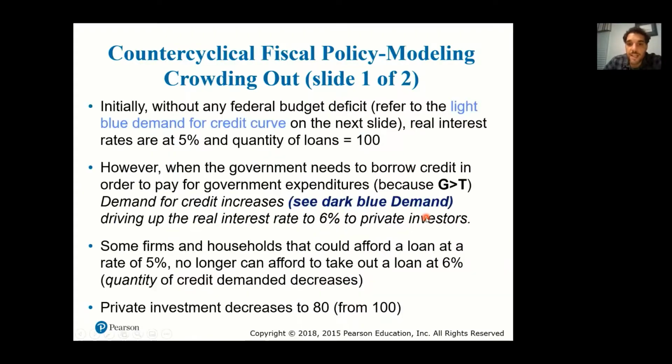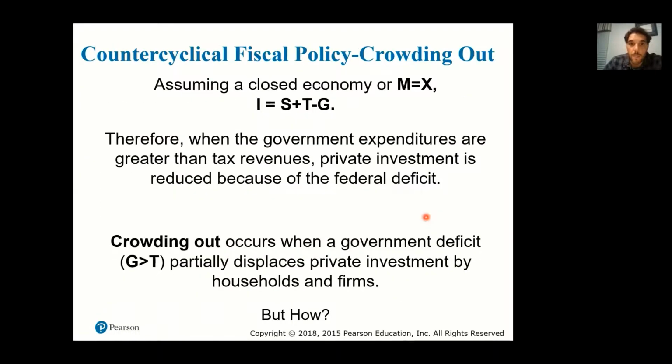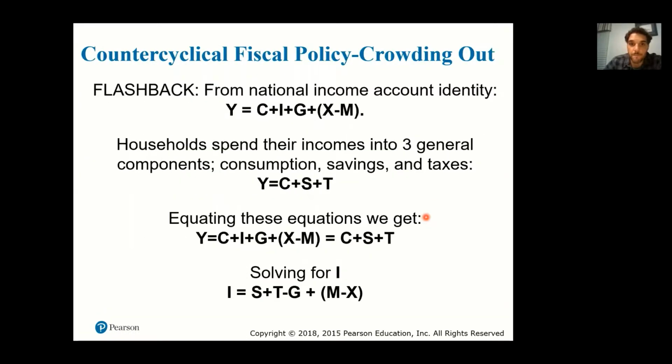And we can see this when we derived our investment equation. So we did some algebraic manipulation here. All we did was we set these two equations equal to each other, and then we solved for I. So actually, let's go through that real quick.